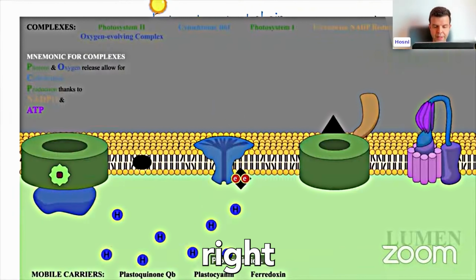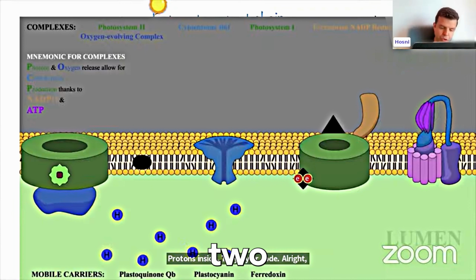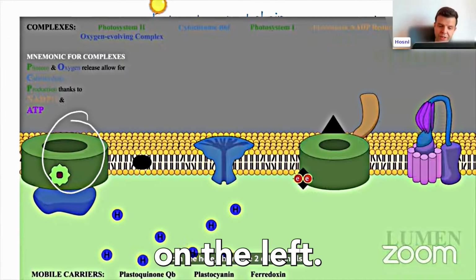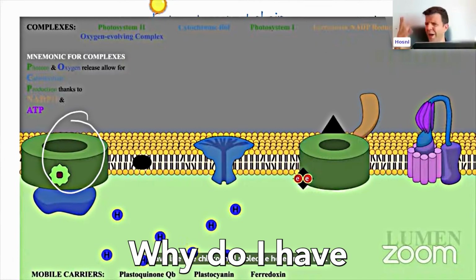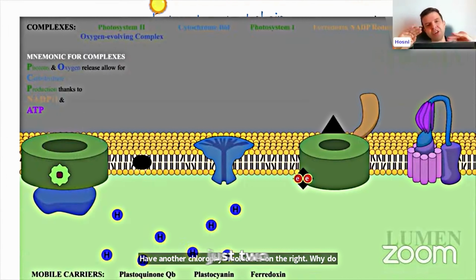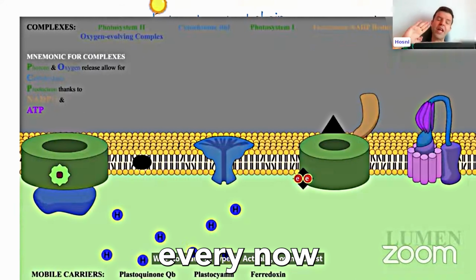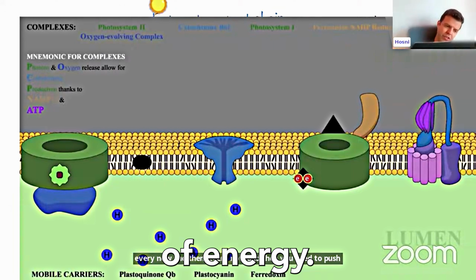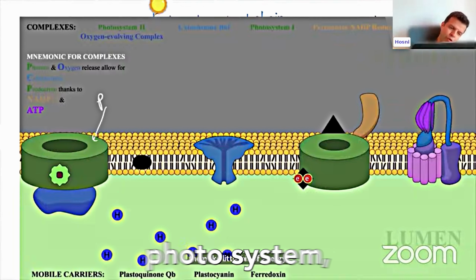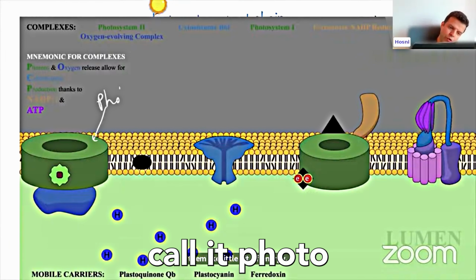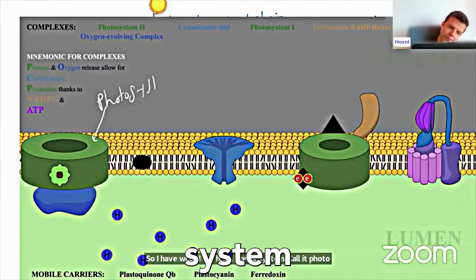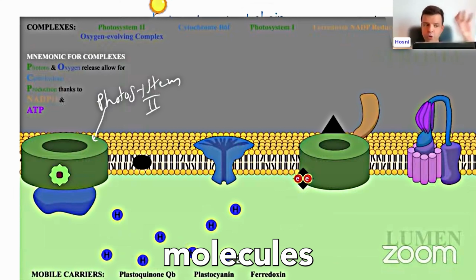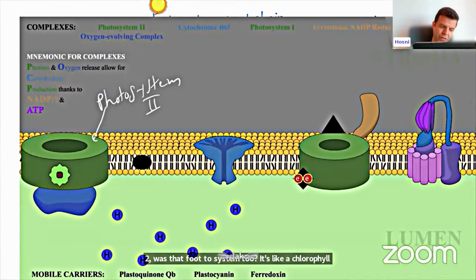All right? Now, as you can see here, I have two chlorophylls. I have one chlorophyll molecule here on the left. I have another chlorophyll molecule on the right. Why do I have to have two? Actually, every now and then, you need to push those electrons, to give them a little bit of energy. So I have what I call photosystem 2. What's that photosystem 2? It's a chlorophyll molecule found at this side of the thylakoid membrane.